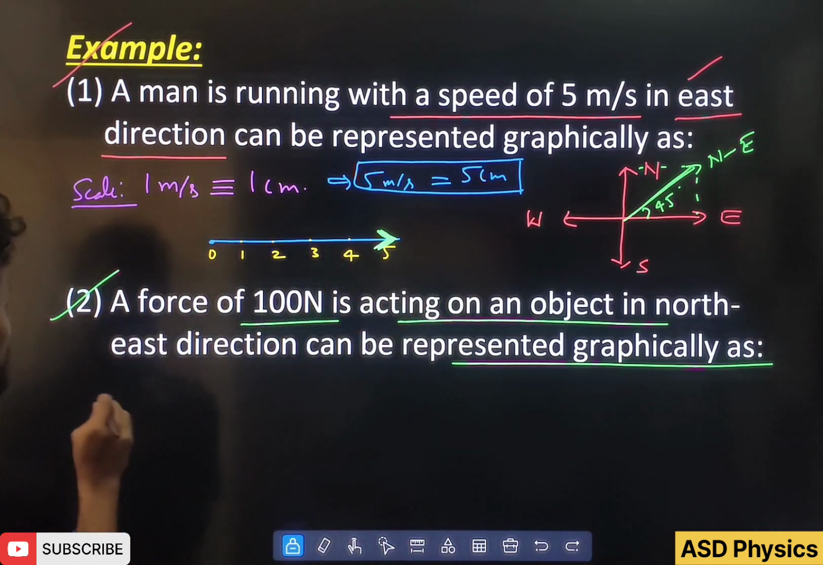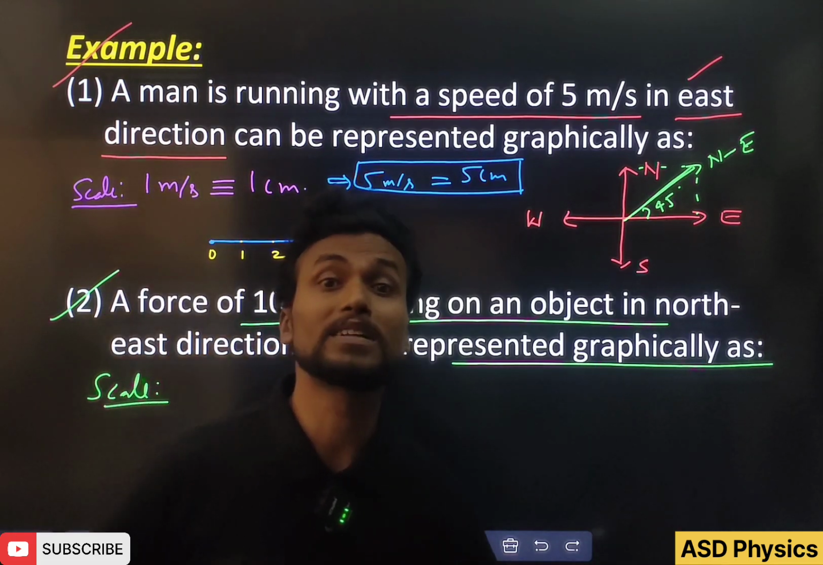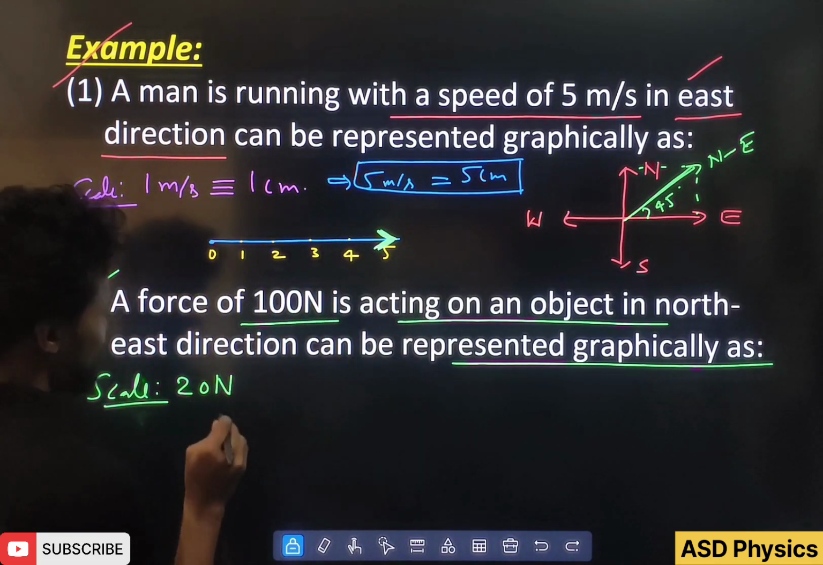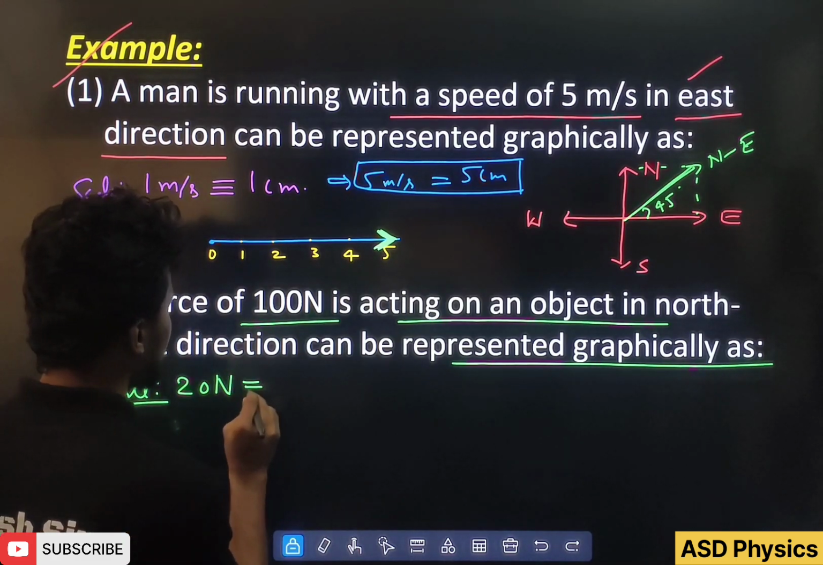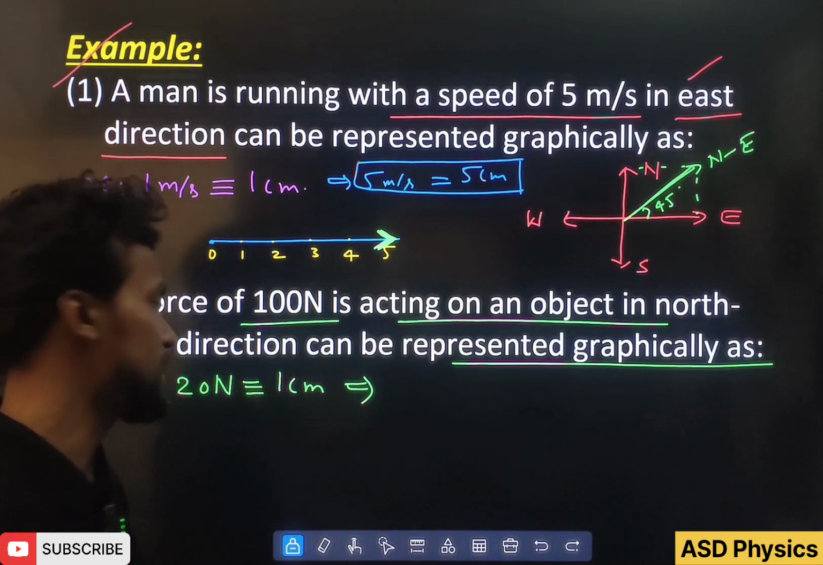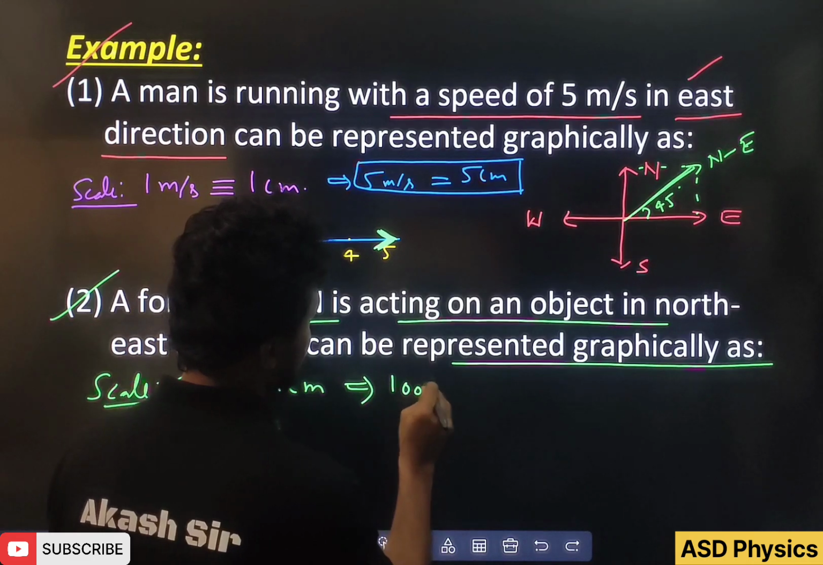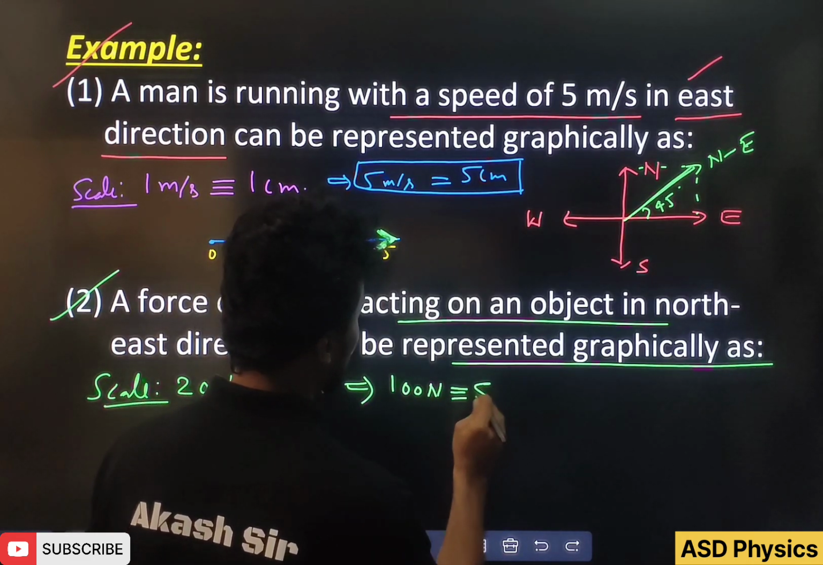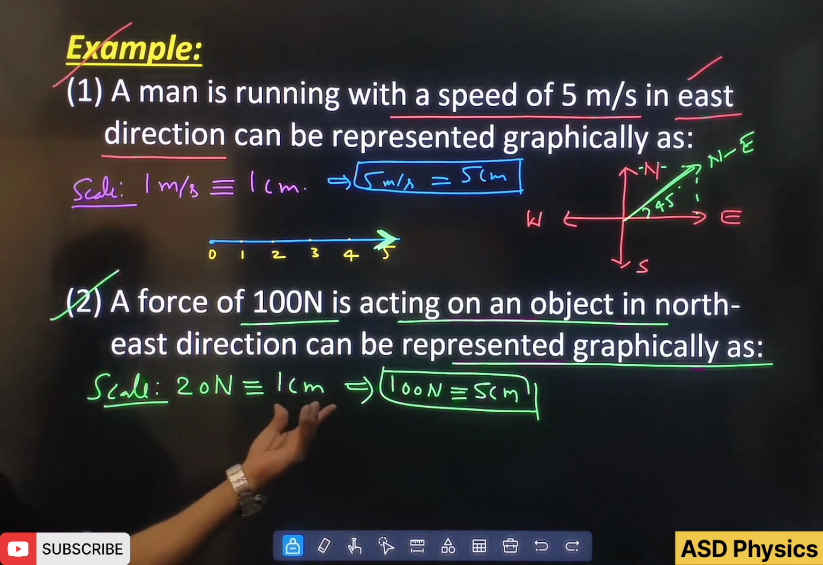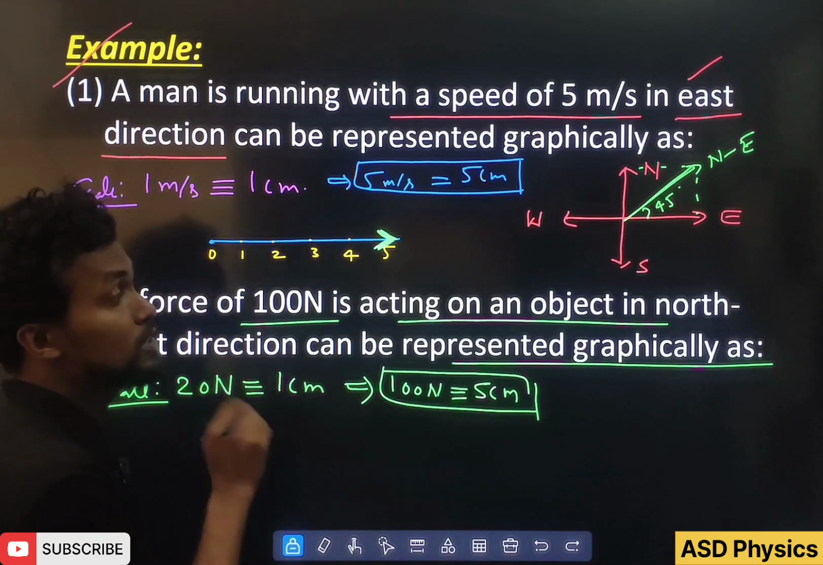45 degrees. But if you take the scale, students, for example 1 Newton equals 1 centimeter, then you can't draw a 100 centimeter line on the paper, can you? Then what we have to do is take a more convenient scale. So 20 Newton I have taken as 1 centimeter. You can even take 25 Newton as 1 centimeter, no problem. So 20 Newton is 1 centimeter means 100 Newton is how much? 100 Newton will become 5 centimeters. If you take 25 Newton as 1 centimeter, then 100 Newton means how much? 4 centimeters.